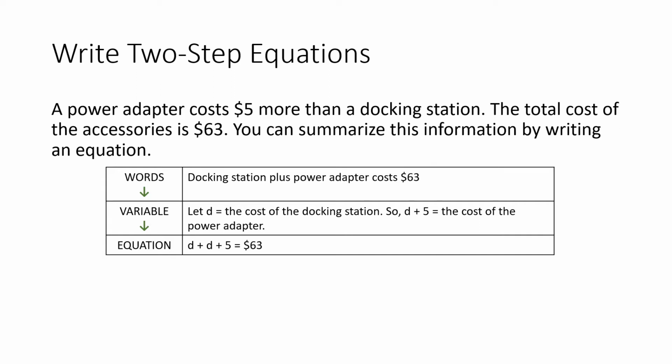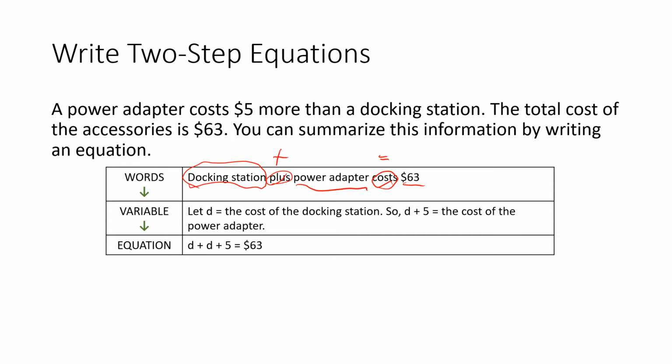But this is the problem in words, right? We know that the power adapter costs $5 more than the docking station. And we also know the total cost. So if we look at this, we can rewrite it in words. And so rewriting it, we're going to say docking station plus power adapter costs $63. So right here, we know cost, that word means this is an equal. Plus, we know we're going to have a plus sign.